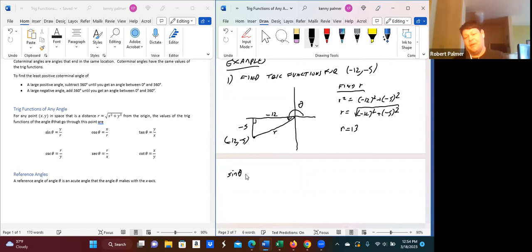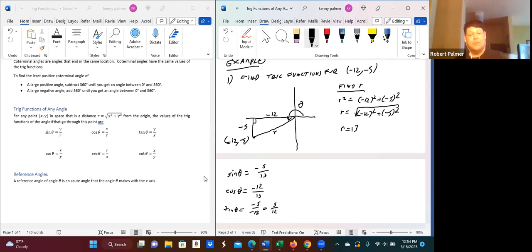So sine of theta, which is y over r, is going to be negative 5 over 13. Cosine of theta, which is x over r, is going to be negative 12 over 13. And then tangent, which is y over x, is going to be negative 5 over negative 12, and of course that is positive 5/12.